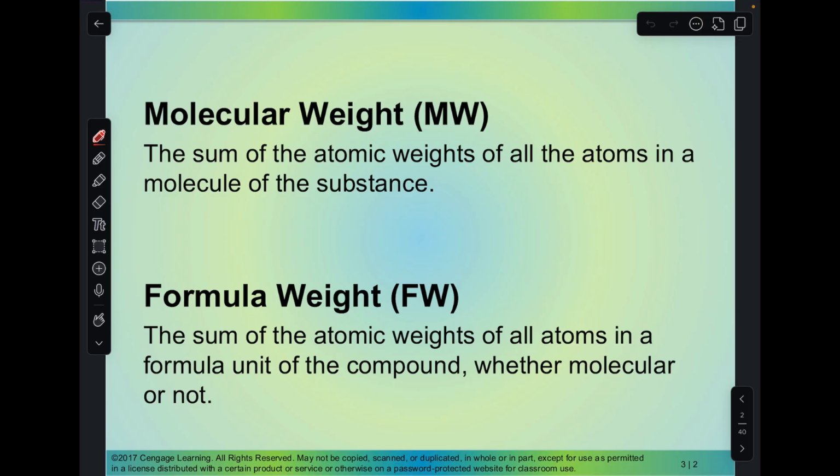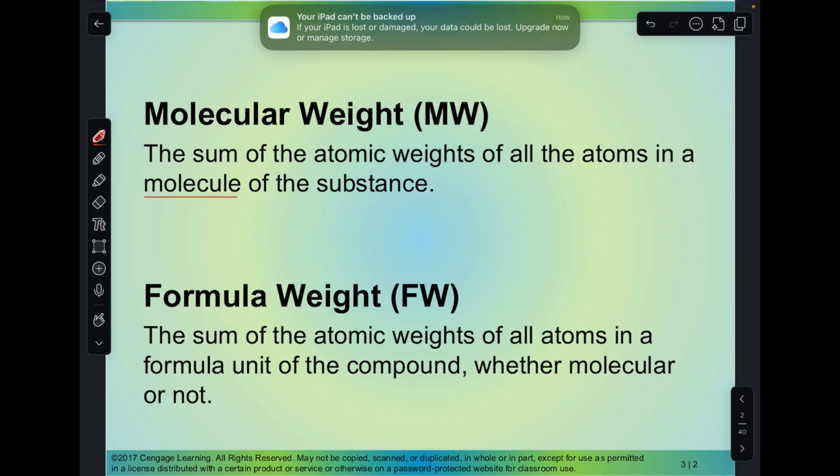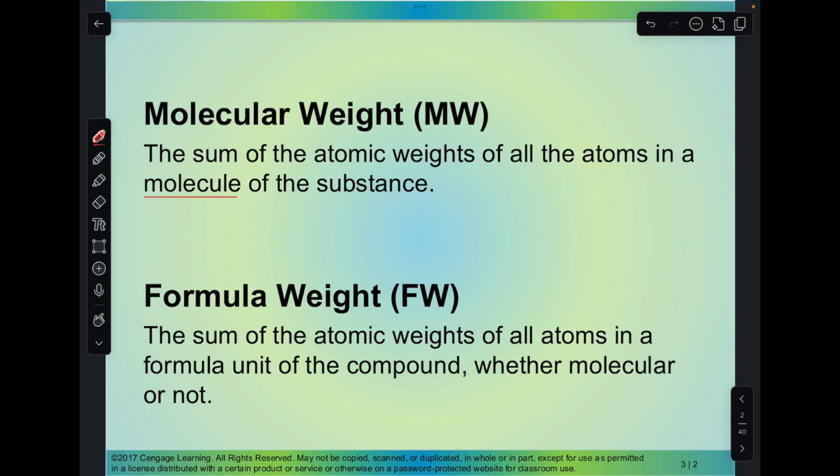A molecular weight is defined as the weights of all atoms together in a molecule of a substance. So specifically, molecular weight is used for molecules. Formula weight is basically the exact same thing. It's just for all compounds, whether it is a molecule or not. If you get these two confused, I don't really mind. It's not a huge deal.